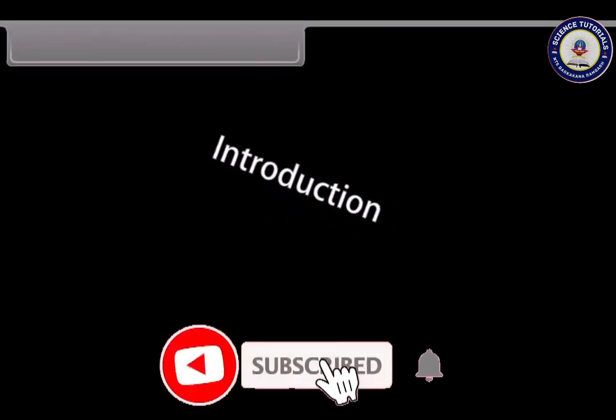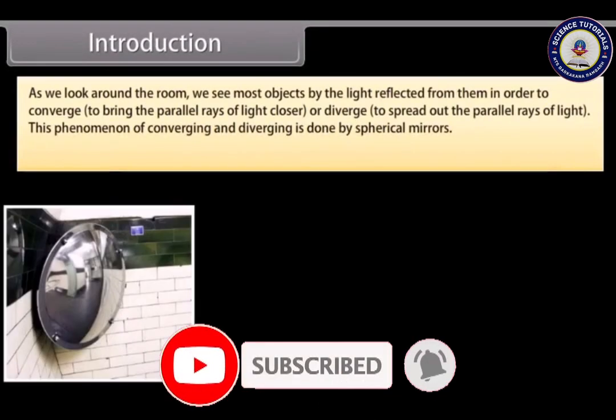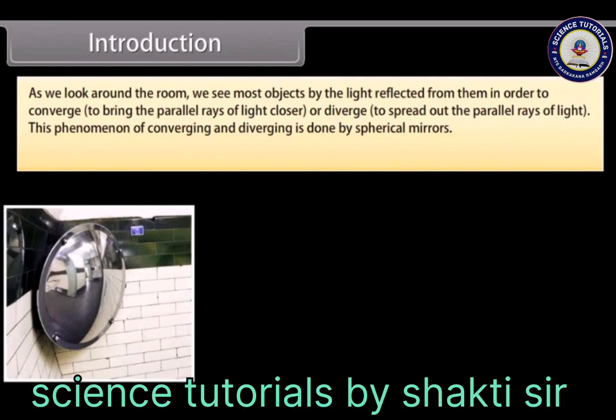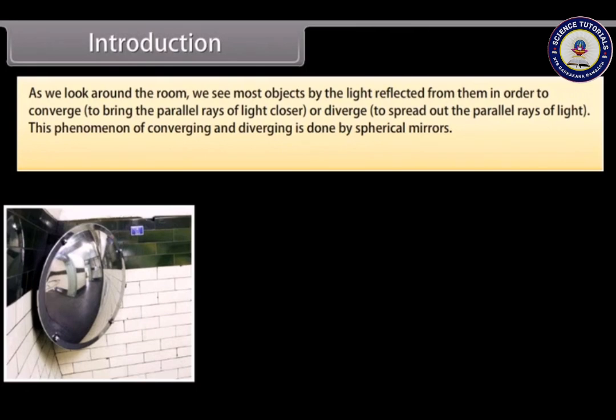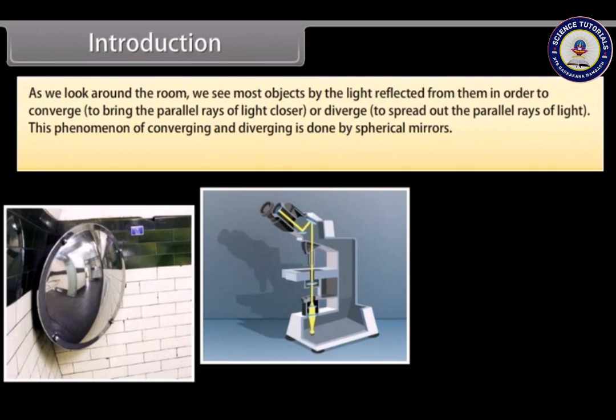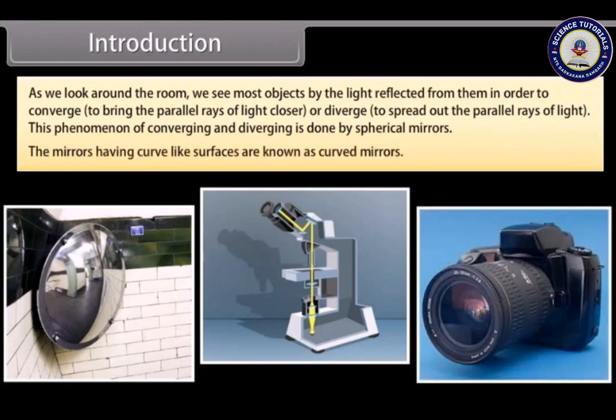Introduction. As we look around the room, we see most objects by the light reflected from them. In order to converge to bring the parallel rays of light closer, or diverge to spread out the parallel rays of light, this phenomenon of converging and diverging is done by spherical mirrors. The mirrors having curve-like surfaces are known as curved mirrors.